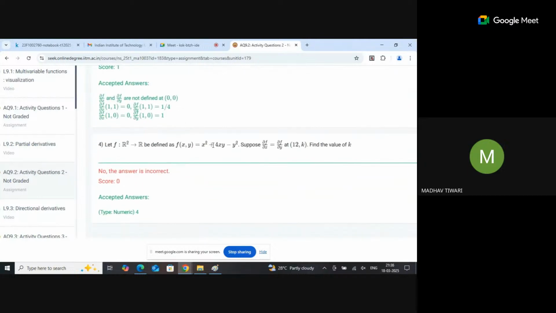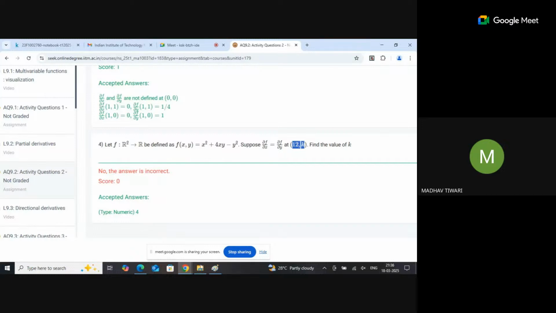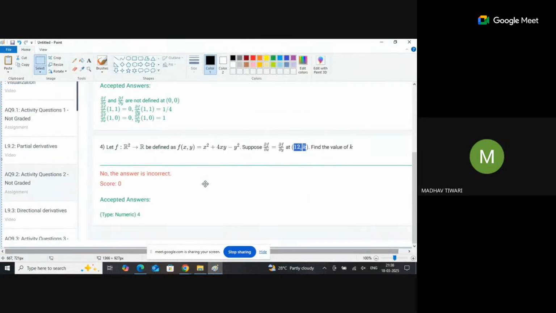Next is this one. In this question, you can see R2 to R, we have defined a function like this. We have to find the derivative with respect to x and y, and their equality is given at 12 comma k. So what I can say is, take this from here to here, paste it.